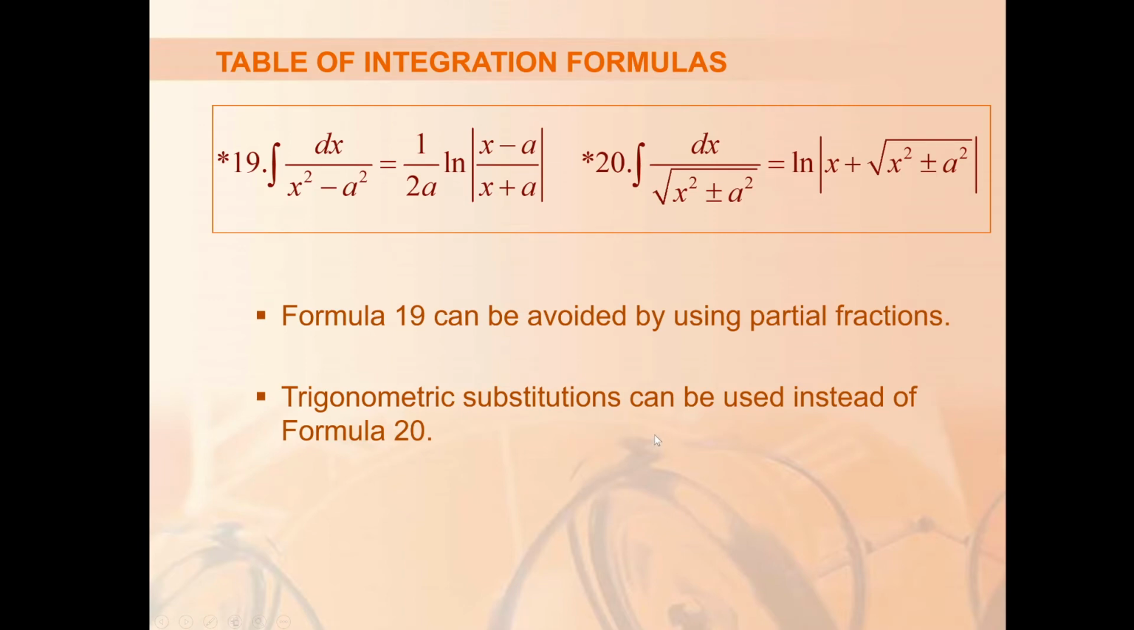And then 19 and 20, those are the special ones. They're optional. Formula 19 can be avoided by using partial fractions. So if you have a hard time recognizing this one, you can always integrate it using partial fractions. And trigonometric substitution can be used instead of formula number 20. That's why I put the heuristic right here. So you don't need to recognize those two.